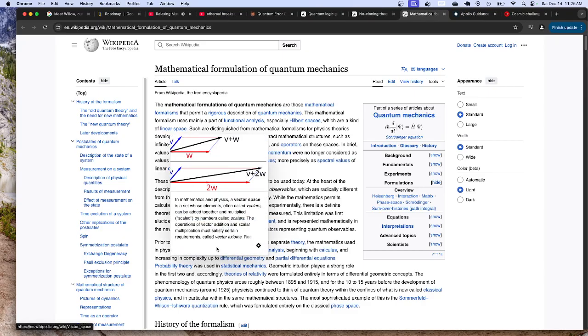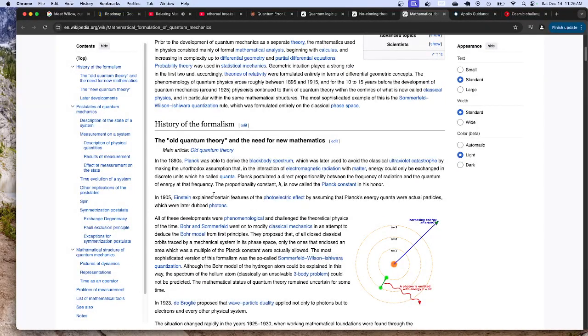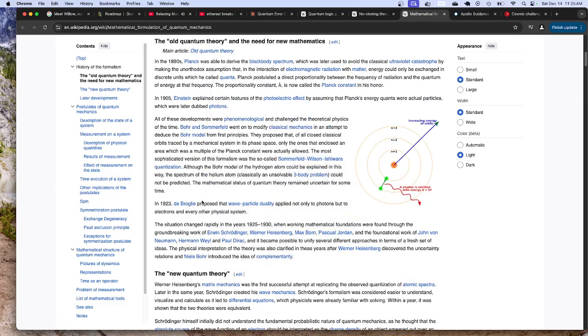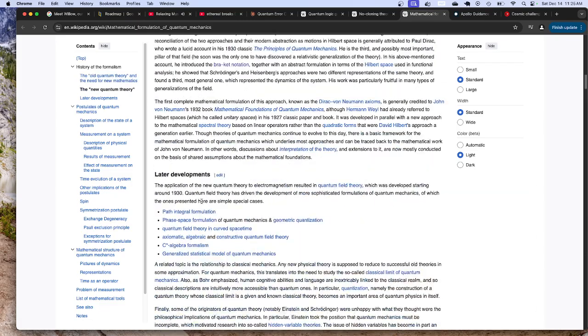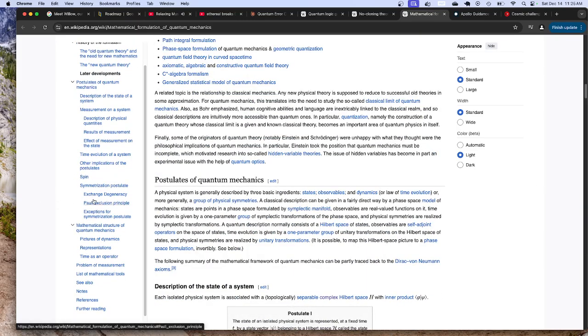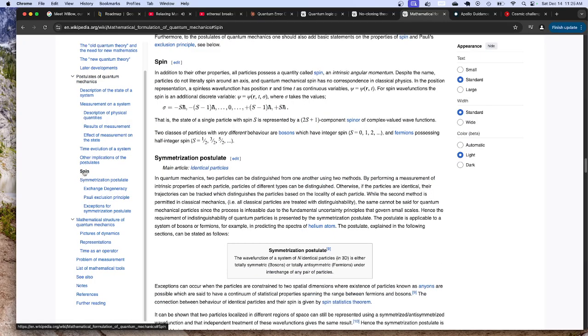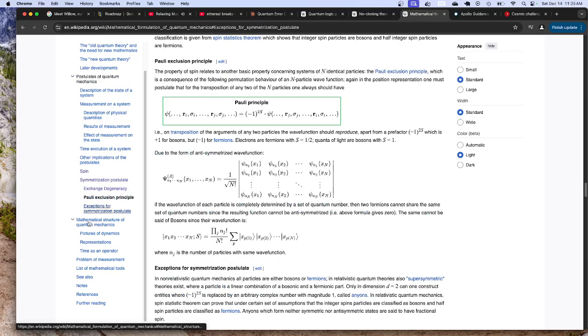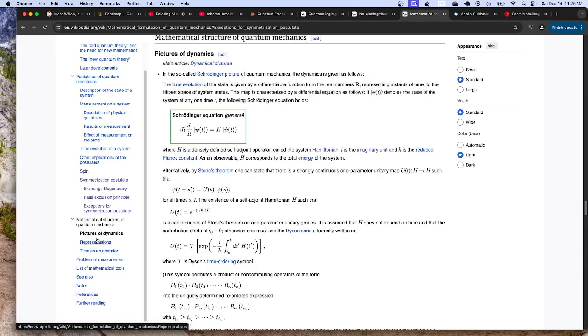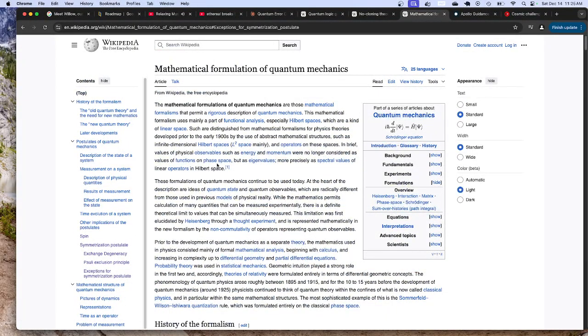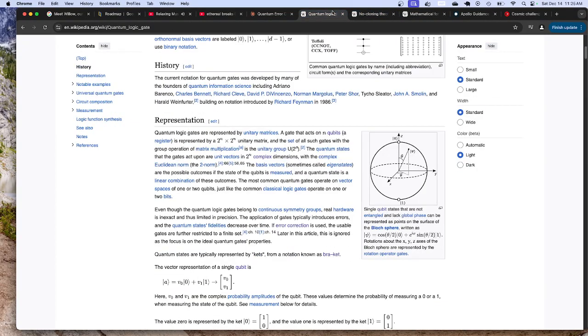Mathematical formulation of quantum mechanics. We're going to need to get into some very complicated topics to get a full understanding of this. Description of the state of a system, measurement in a system, description of physical quantities, result of measurement, effect of measurement on the state. Spin. I feel we're getting... The topics are exploding so much faster than they exploded last week.